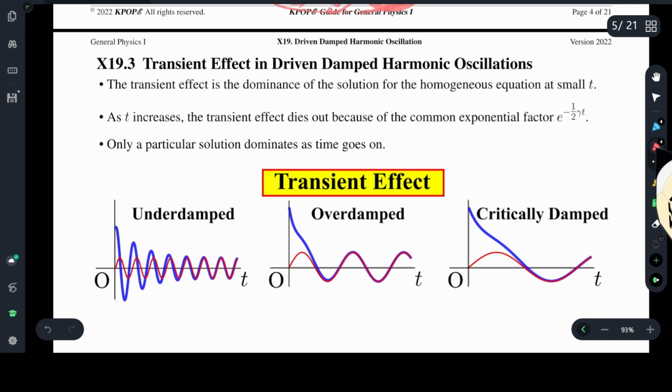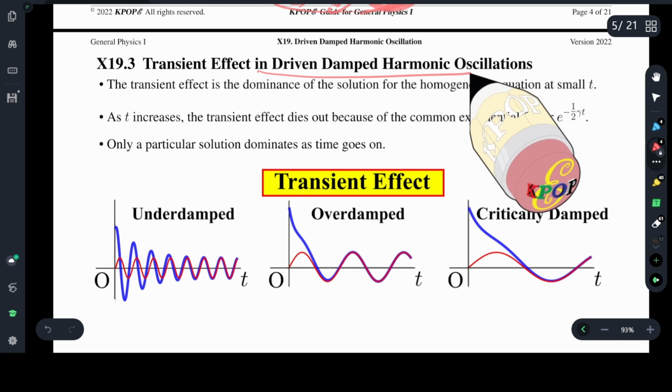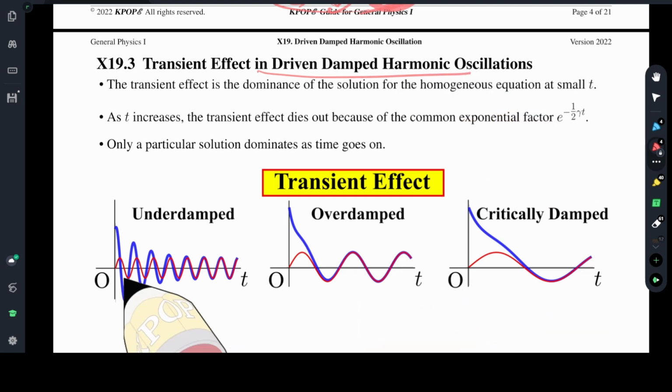And as I stated repeatedly, this is the solution for the driven damped harmonic oscillations. And this is the driving force. The red one is the driving force, up to normalization.